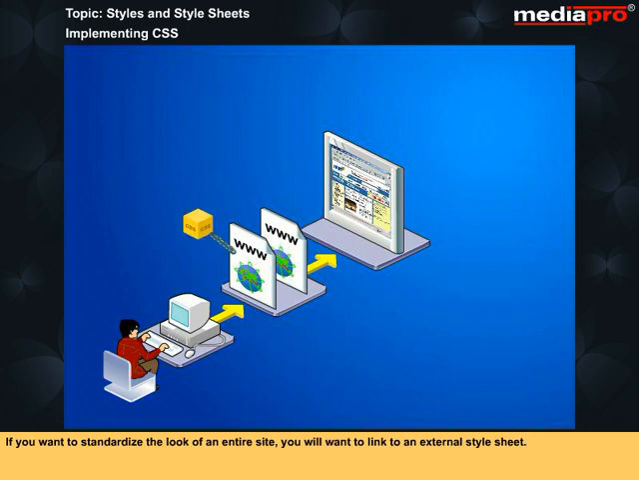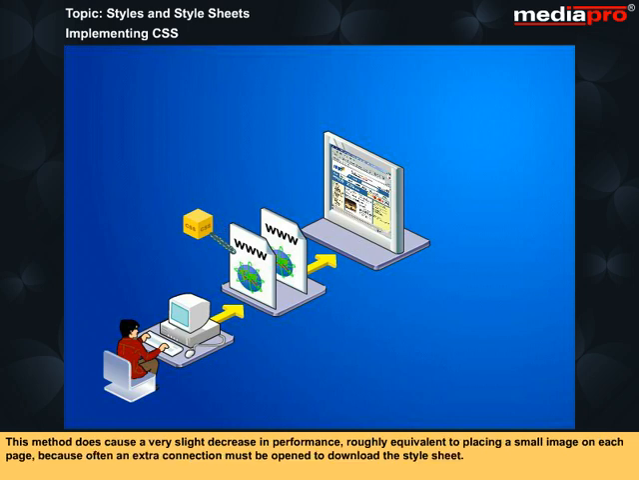If you want to standardize the look of an entire site, you will want to link to an external style sheet. This is the preferred method. By changing one file, you can modify the appearance of every page on an entire website. This method does cause a very slight decrease in performance, roughly equivalent to placing a small image on each page, because often an extra connection must be opened to download the style sheet.